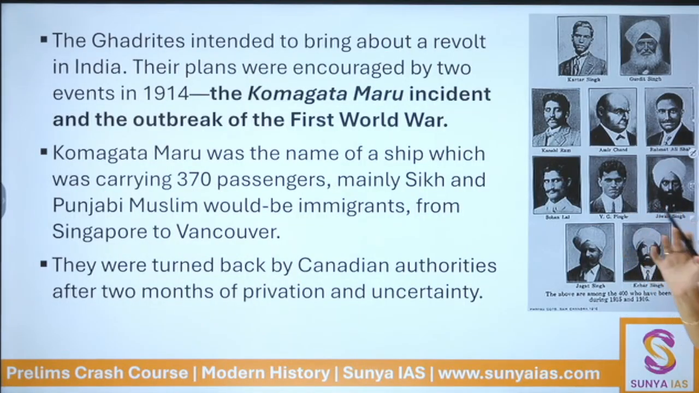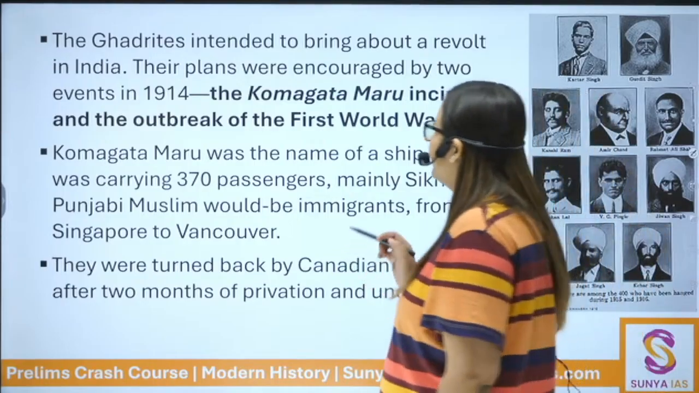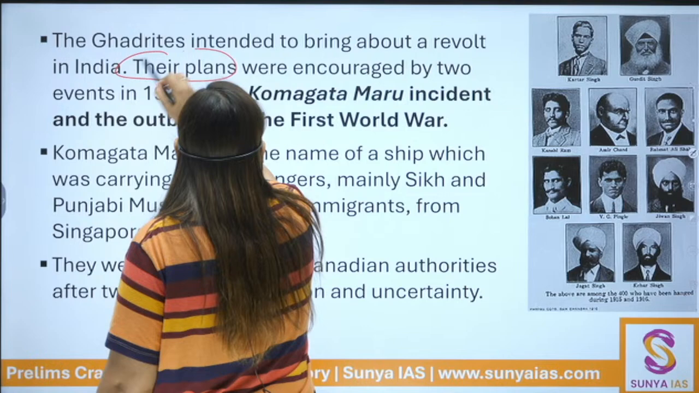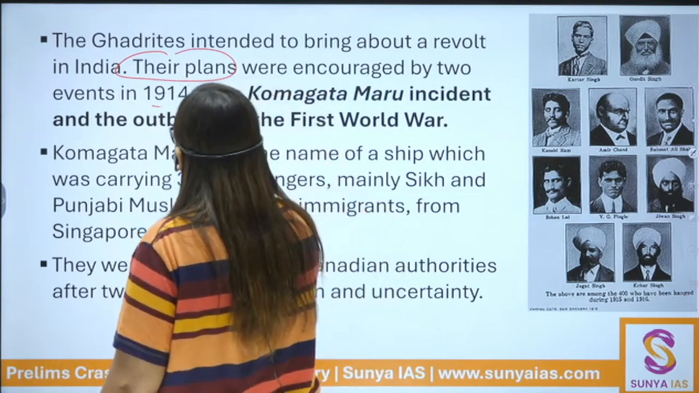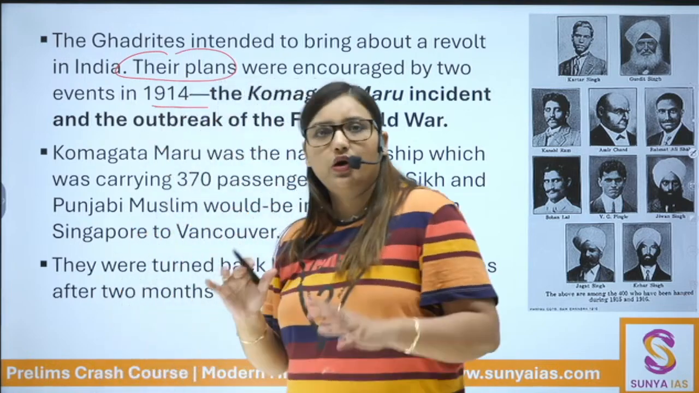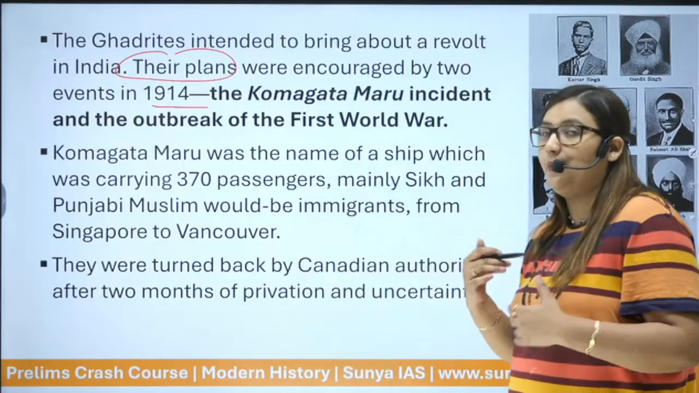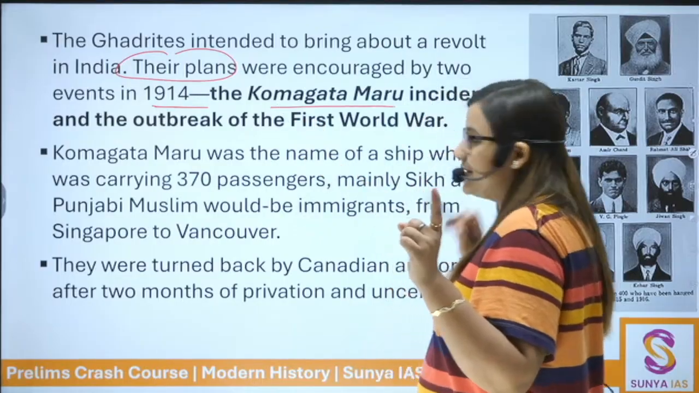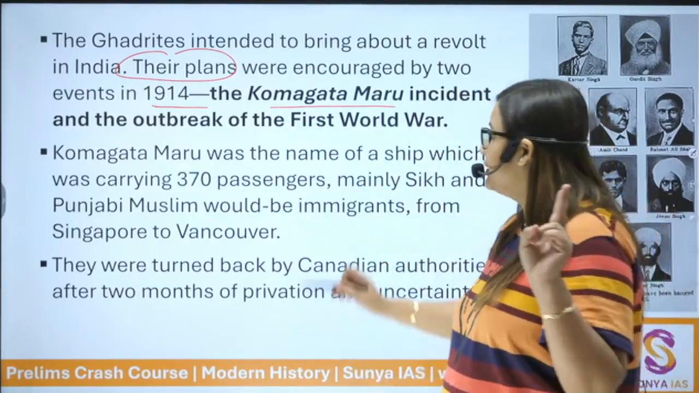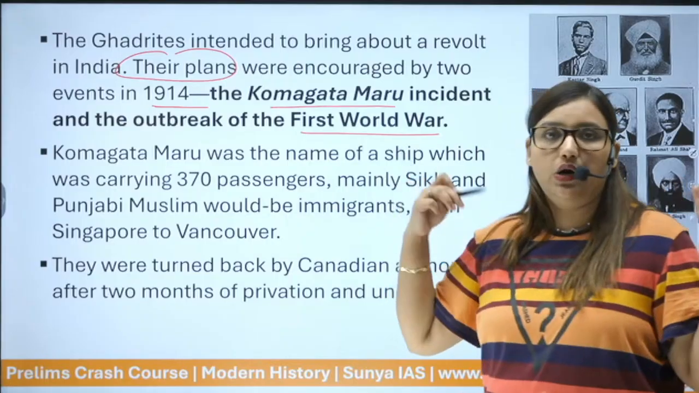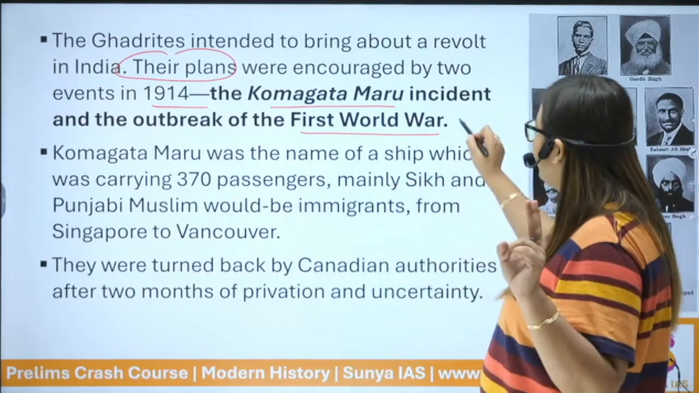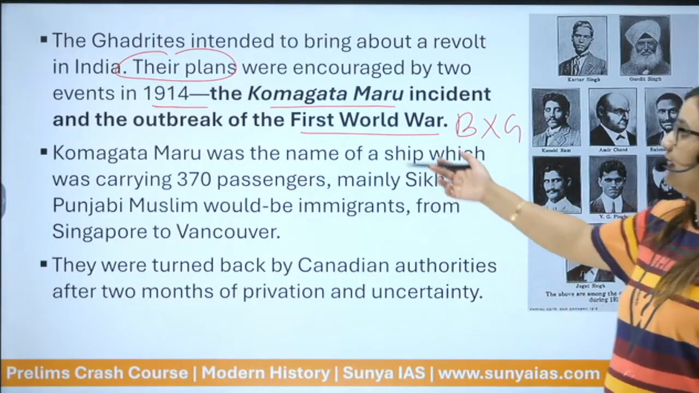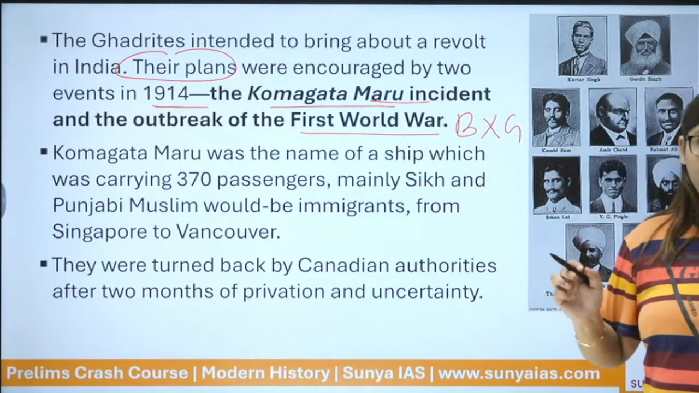Now see what they did. The Gadarites intended to bring a revolt in India, and their plans were encouraged by two events. In 1914, they wanted to do something in India, but the plan got highlighted. One was the Komagata Maru incident. Second was the outbreak of the First World War, where Britain and Germany were fighting. So, what is the Komagata Maru incident?